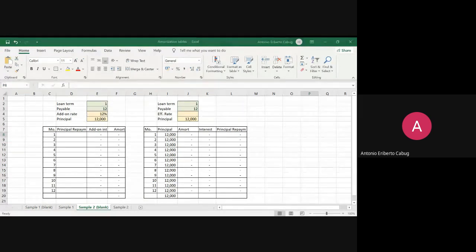Okay, ito yung itatry natin, ha? So, add-on rate is 12%. 12,000 pa rin yung principal. Go.